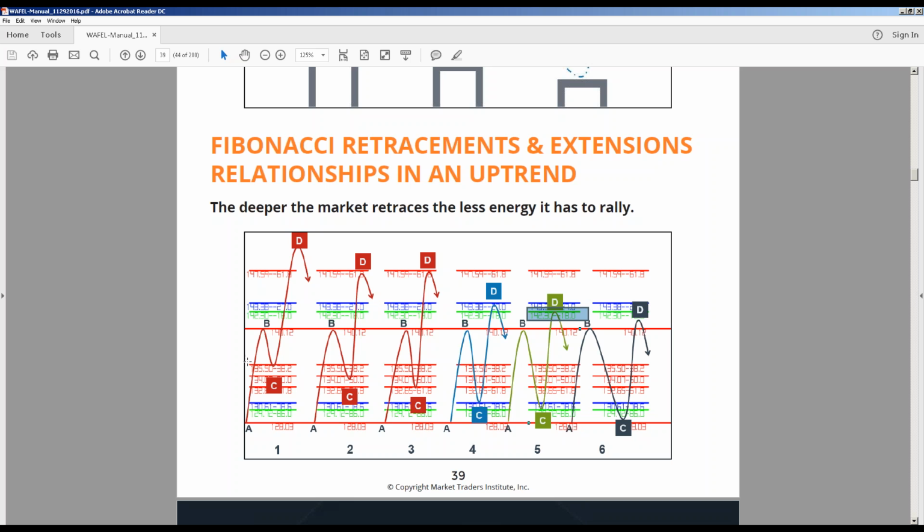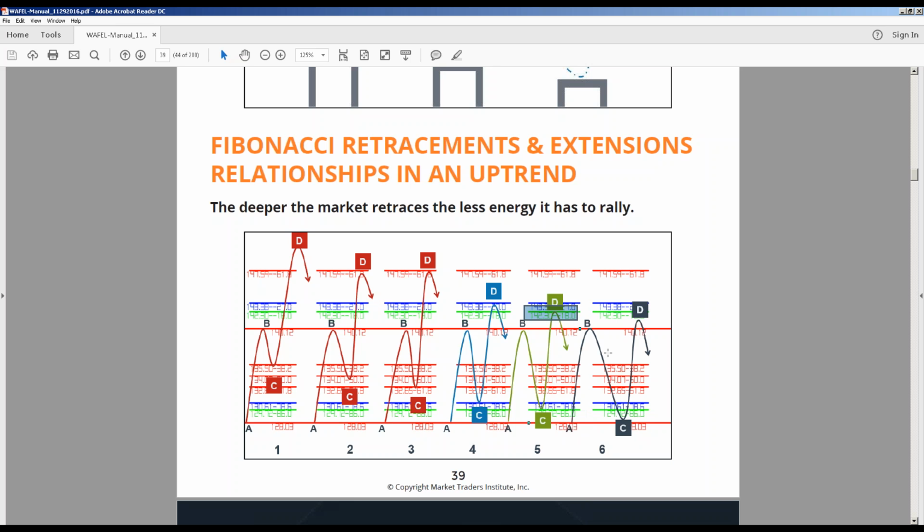So let's start in the beginning. If you have an up AB boundary and the market retraces to the 382, then the D extension is going to be the 1.618. If the market retraces to the 50 retracement level, then the D extension will be the 1.618 as well. And if the market should retrace to the 618, then the D extension will be the 1.618. In the event that the market retraces to the 786, then the D extension will be the 1.27 extension, and in the event that the market should retrace to the 8.6 retracement level, the D extension will be the 1.18 extension.